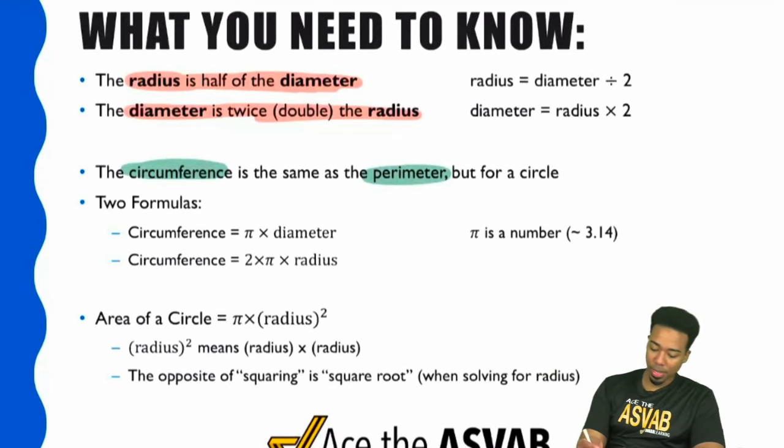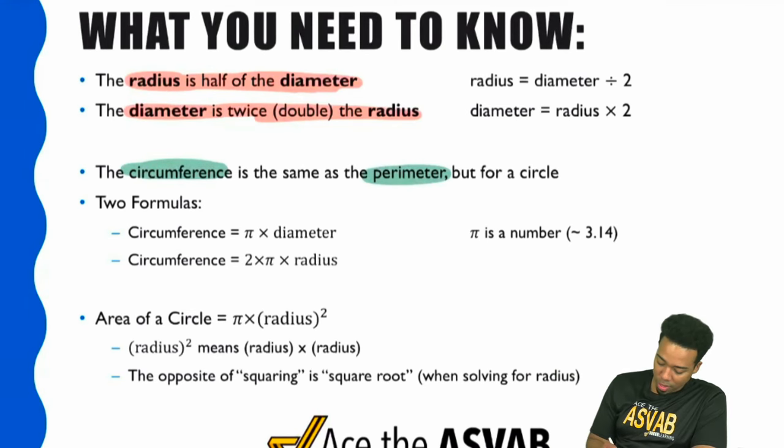And then lastly, here is our formula for the area. Again, we just said pi r squared. And remember that radius squared means radius multiplied by the radius.